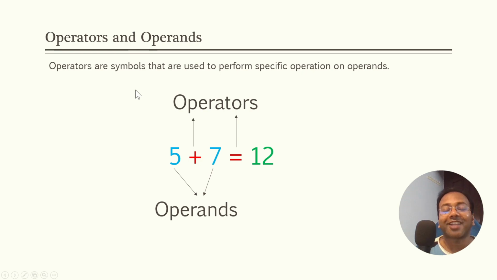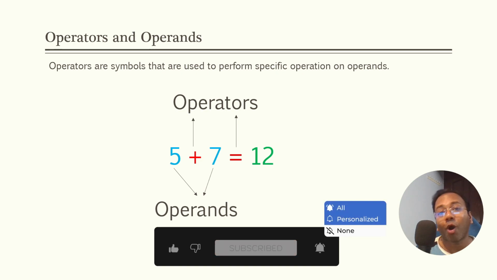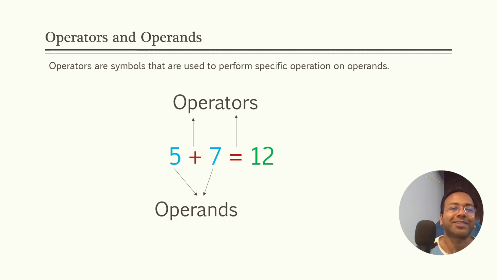JavaScript operators are the symbols that are used to perform a specific operation. So an operation can be of different types. It can be a mathematical operation, it can be a logical operation, or any kind of string operation. Just to have an example, you can see we have a simple mathematical expression. I am just putting two numbers for addition. So you can see 5 plus 7 equal to 12.